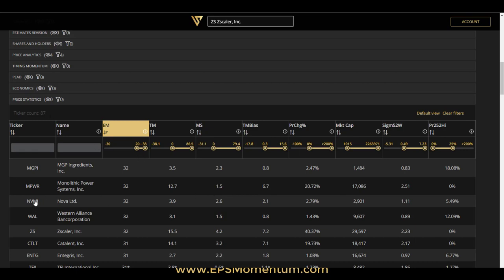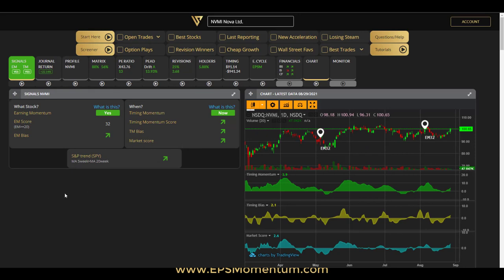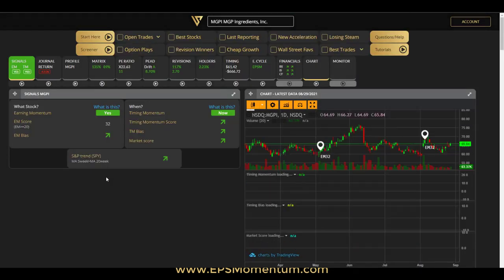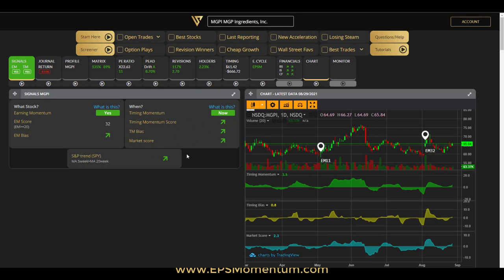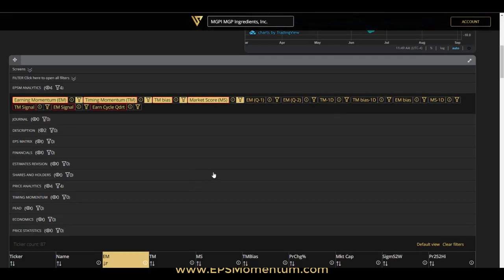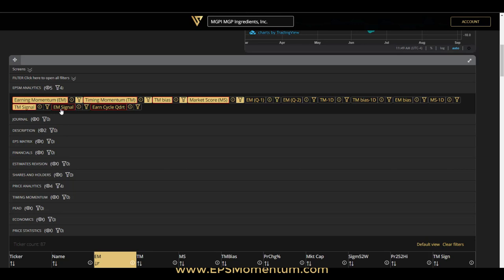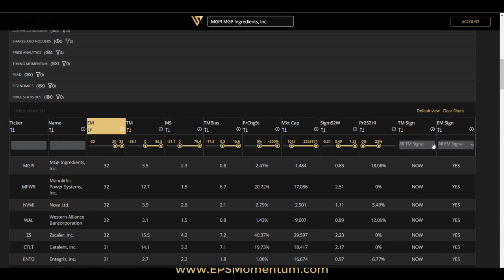So I can click on Nova Ltd and have all green here. I can click on MGPI, have all green here. That makes it really, really easy. The other thing is, if you go into EPS analytics, there are two variables called TM signal and EM signal, and you can set them to no or yes. That would be green for the TM signal and the EM in green as well if it's yes. Obviously that's a duplicate, but if I were to remove those filters, I would get the same result. See, I get the same number of stocks.